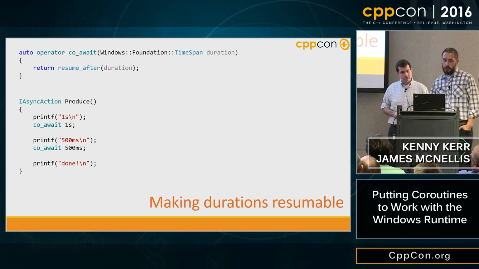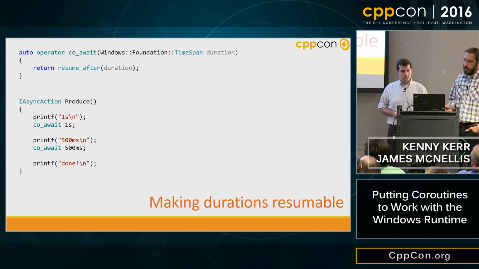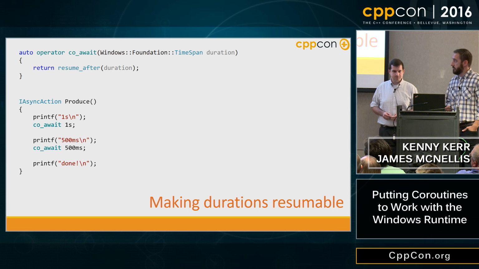So you can now literally write something very simple. I want to co-await for 1 second over here, perhaps 500 milliseconds, and it's a very natural way to write your code if you have to do that sort of work, and it's very efficient. It runs on the thread pool.